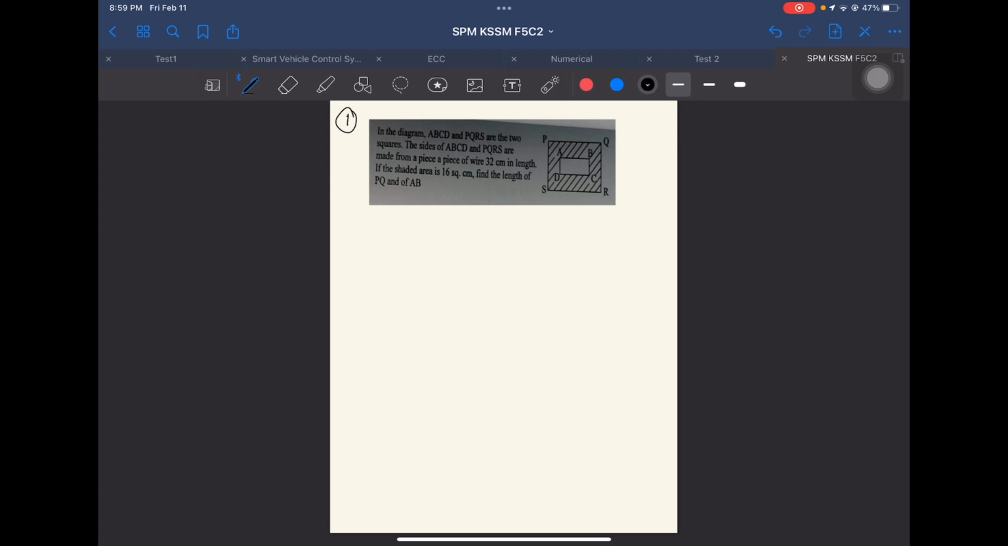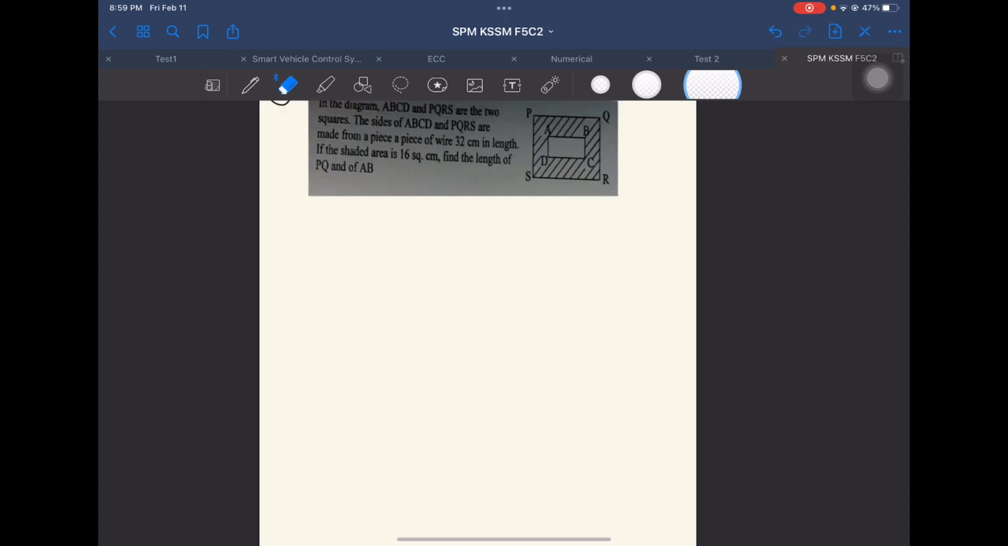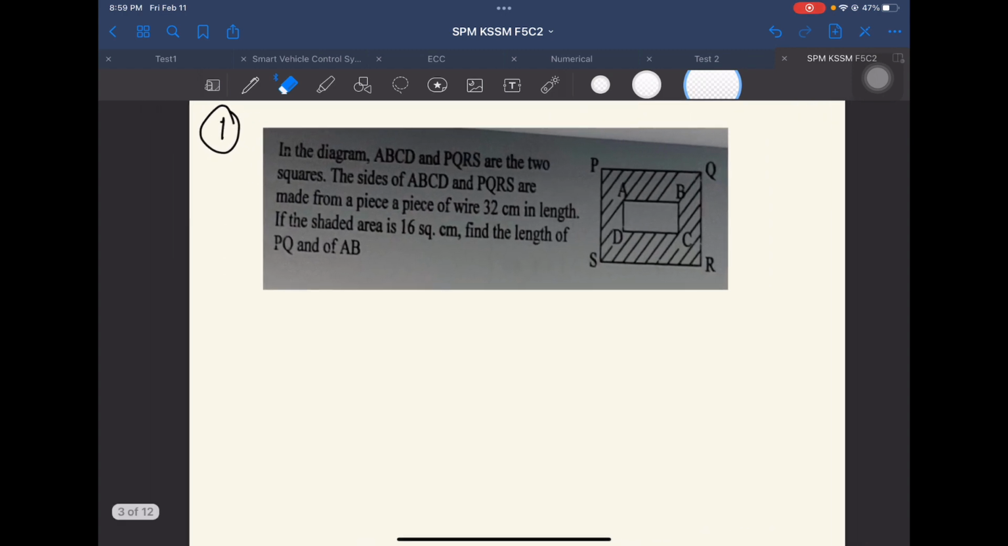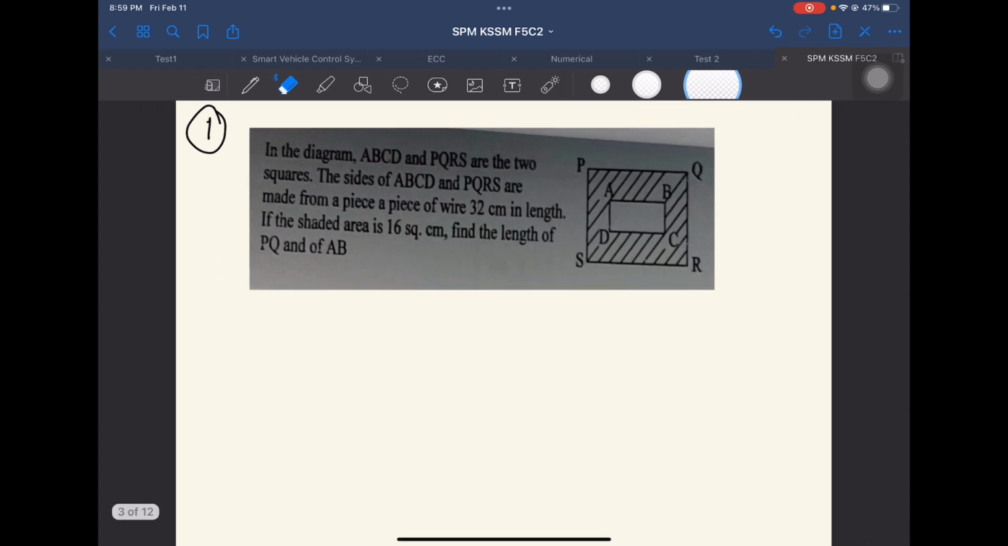Today we're gonna do 4 KBAT exercise of systems of equations. Okay, so without further ado, let's come to the first exercise. In the diagram, ABCD and PQRS are the two squares. The sides of ABCD and PQRS are made from a piece of wire 32 cm in length. If the shaded area is 16 cm square, find the length of PQ and of AB.